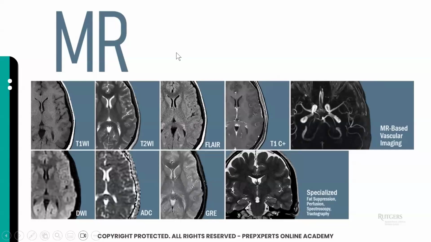If you order it with contrast, then we have T1 with contrast. And if you are doing some vascular imaging, then this is your MR-based vascular imaging, which would be your angiogram, or for dural sinuses, we have another sequence. And these are some specialized things which are fat suppression, perfusion imaging, spectroscopy, tractography, and some others as well that we will be discussing shortly. So this is the whole picture about them.